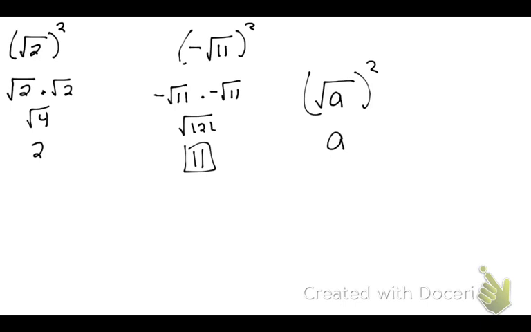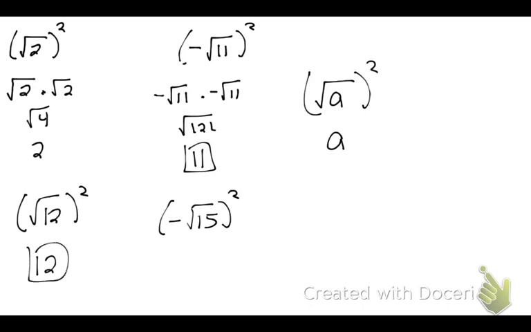First, what is the square root of 12 squared? And second, what is negative root 15 squared? Hit pause. You should have gotten 12 for the first one and positive 15 for the second one, because remember, a negative times a negative would always be a positive.